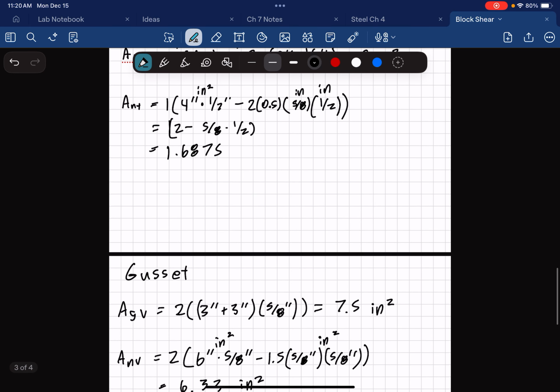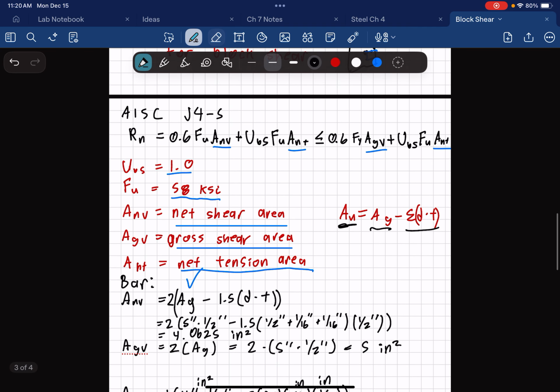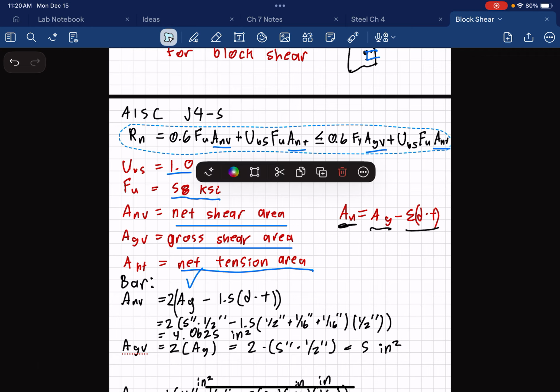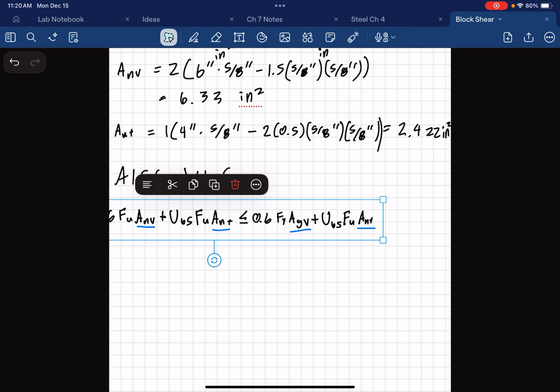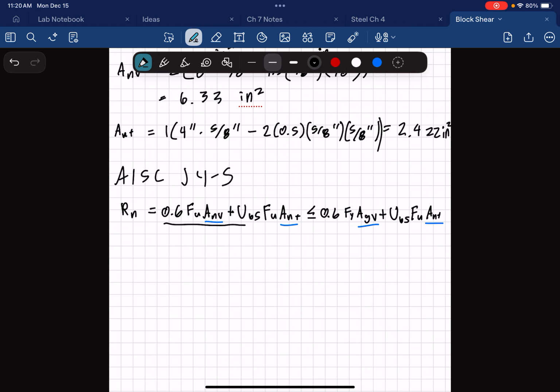So I'm going to copy this down here so that I don't have to write it all right now. But we're going to go through and analyze this. We're going to have to make 2 different calculation groups, and then we'll be able to apply our factored loads once we get Rn. So the first thing we're going to do is we're going to take this left equation, we're going to plug into that. So we have Rn is equal to 0.6 FU ANV plus UBS FU ANT.